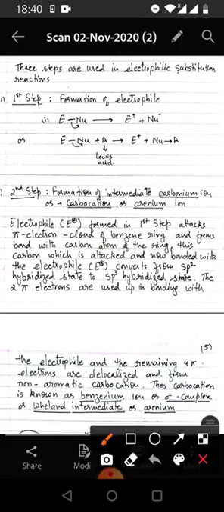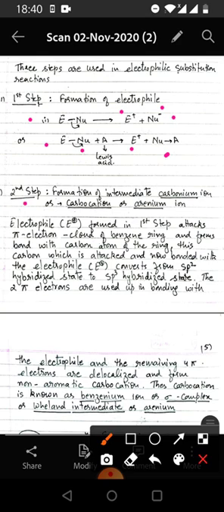The first step is formation of electrophile. Now this can happen in 2 ways. In the first, the reacting species, that is the attacking species, which is made up of 2 parts, electrophilic and nucleophilic part, splits into electrophile and nucleophile. Or in the other way, this attacking species reacts with Lewis acid, whereby the nucleophilic part gets abstracted by the Lewis acid to form an adduct, and this electrophile is released.